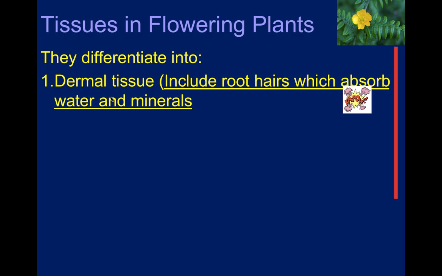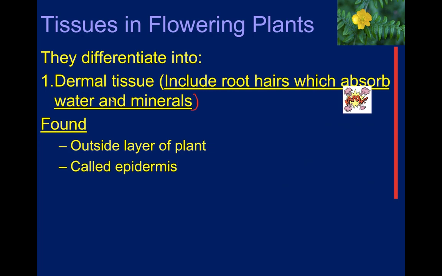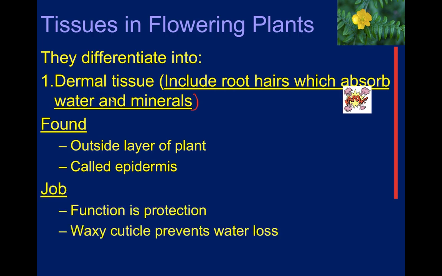Alrighty, so in terms of our tissues, this is going back to Form 4 diversity of cells. We had dermal tissue, and in the little box where it says dermal, write in that this includes the root hairs, which are responsible for absorption of water and minerals. You already know that dermal tissue is found on the outside layer of your plant, and it is called an epidermis. Its job is first and foremost protection, but a waxy cuticle can also be present in some plants for prevention of water loss.